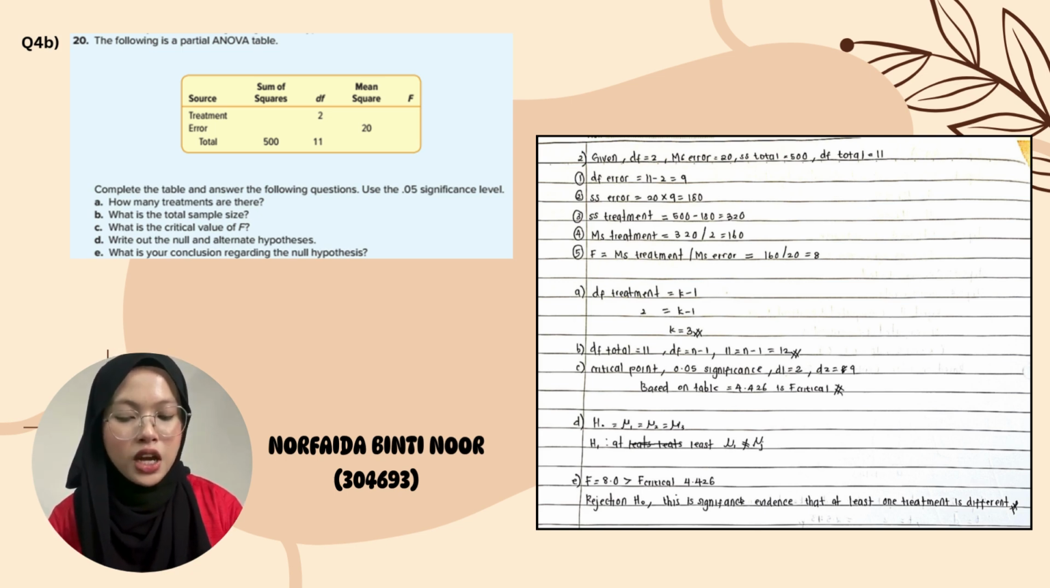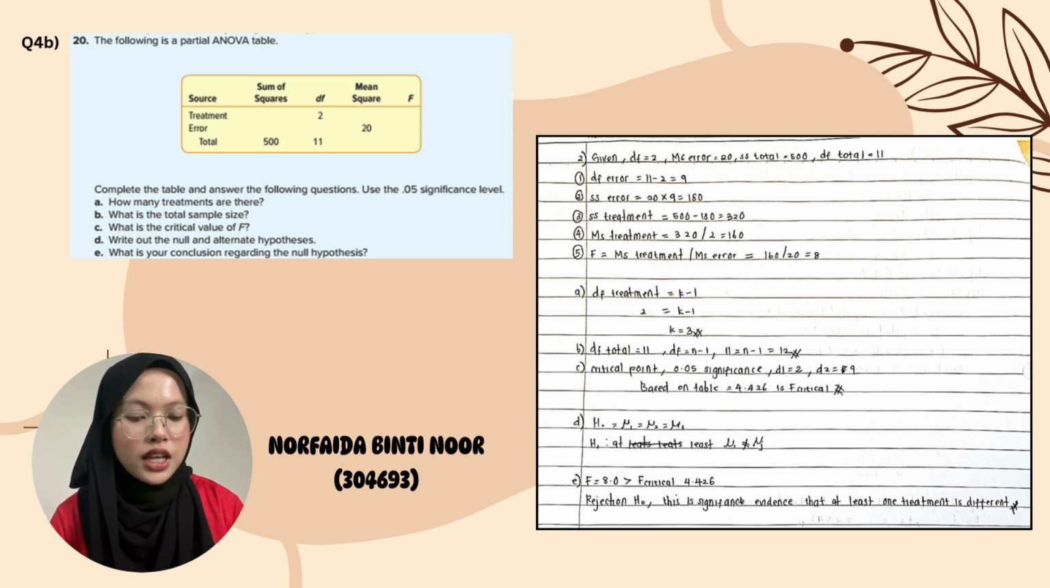For question A, how many treatments are there? We need to find the DF treatment, so we get 3. For question B, what is the total sample size? Our total sample size is equal to 12. For question C, what is the critical point of F? We use the data given, which is 0.05 significance. Our degree of freedom 1 is 2 and our degree of freedom 2 is 9. So we get 4.429 as the F critical based on the table.